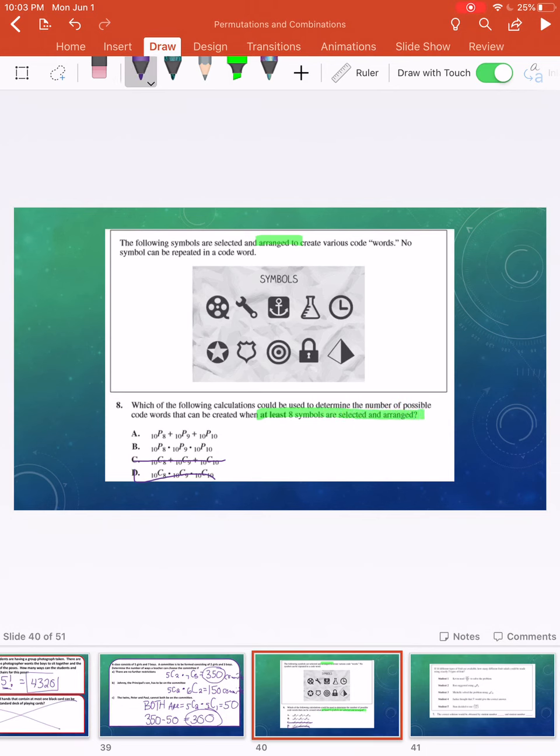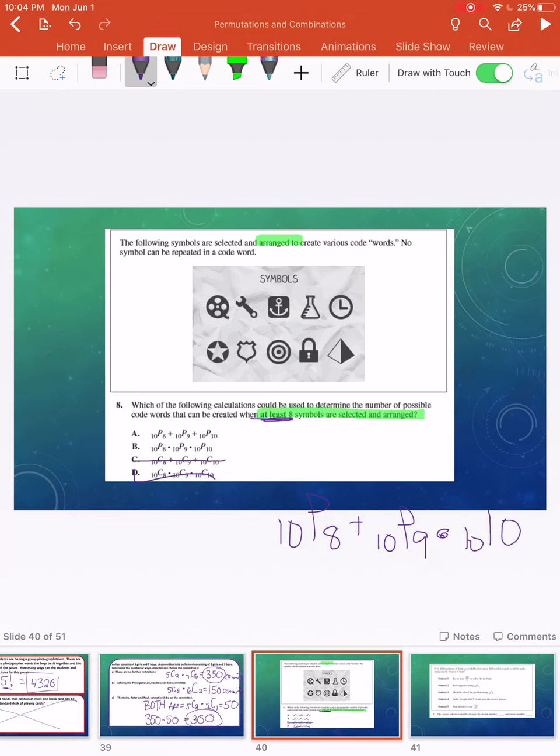Okay, so because of that at least, remember this is where we find those options. So we have at least 8 symbols, so out of 10, sorry, there's 10 symbols, I'd be arranging 8 of them. Or 9 symbols, so out of the 10 symbols, I'd be arranging 9 of them. Or out of the 10 symbols, I'd be arranging all 10.